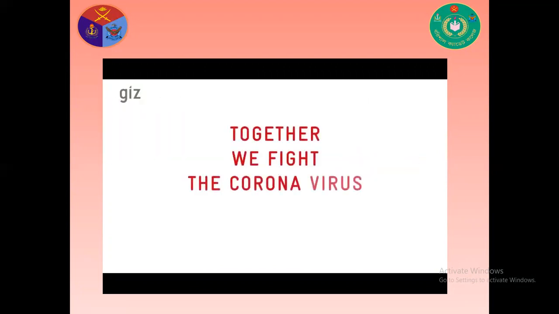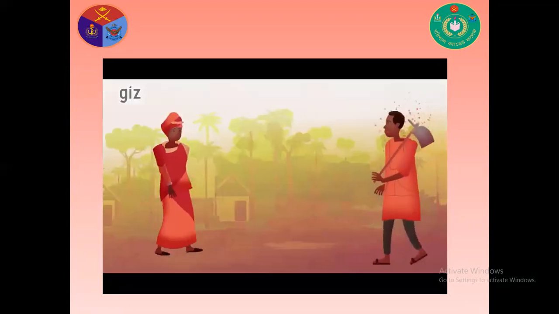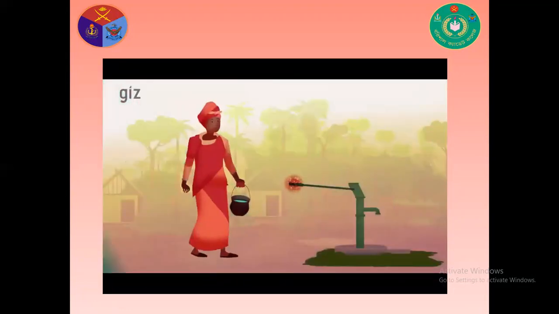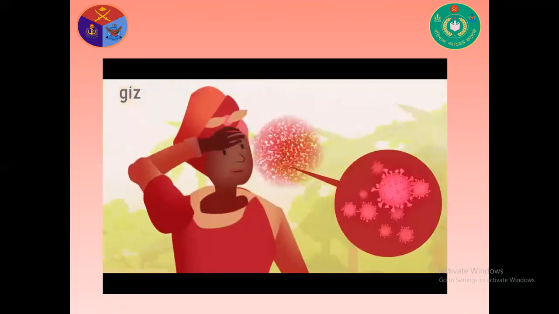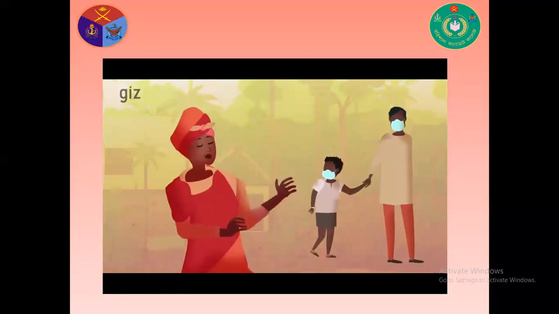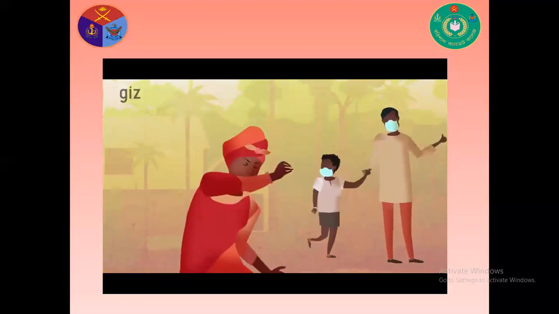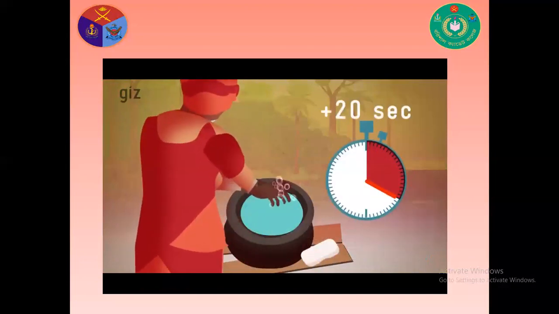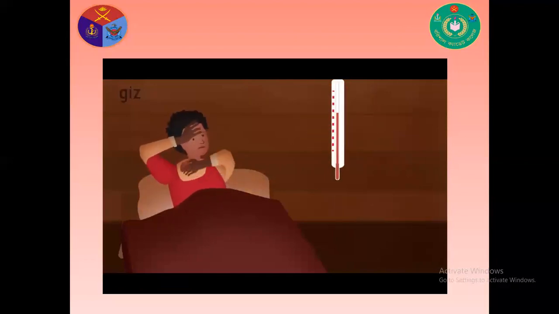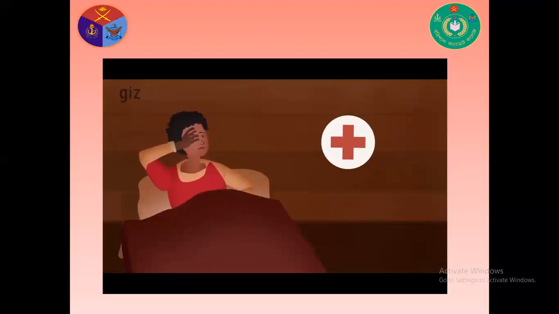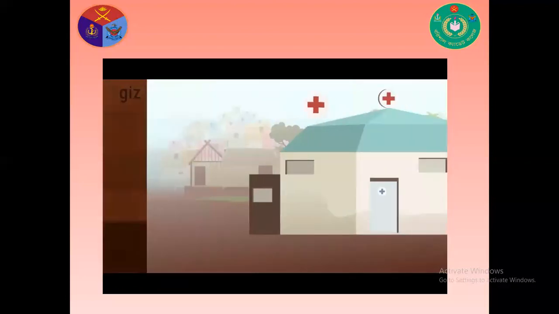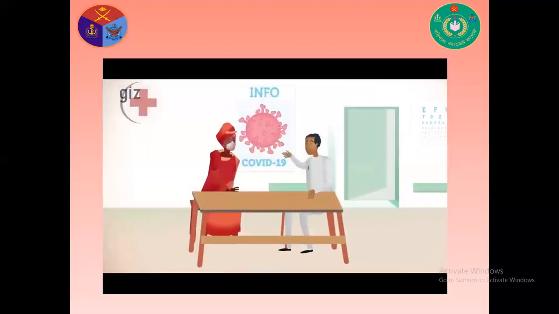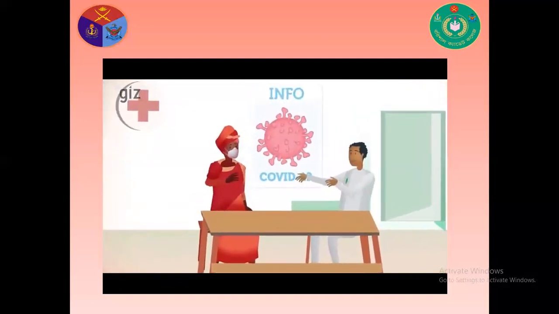Together, we fight the coronavirus. Keep at least 3 steps distance to other people. Don't touch your eyes, nose, or mouth. Cough and sneeze into your elbow. Always wash your hands thoroughly when you get the chance. You have a fever, cough, or difficulties while breathing. Stay home. Seek medical advice as soon as possible. And stay informed. You can save lives.